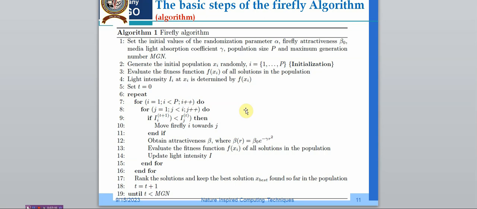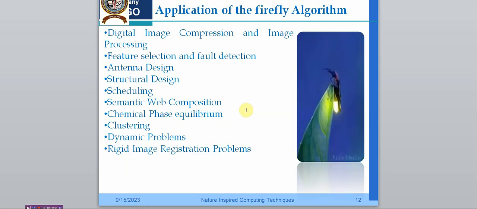Then we evaluate the fitness function f of xi for all solutions in the population, and update the light intensity I. Then we rank the solutions and keep the best solution, that is x best. Then we increment t equal to t plus 1, and this is repeated until t is less than mgn, that is the maximum generation number. Fine. So these are some of the algorithm steps.